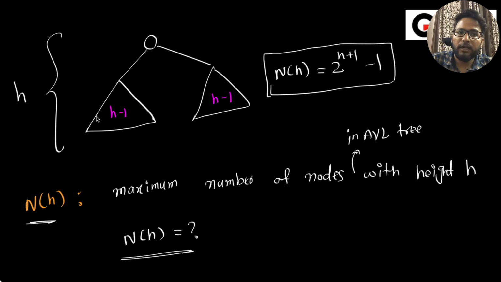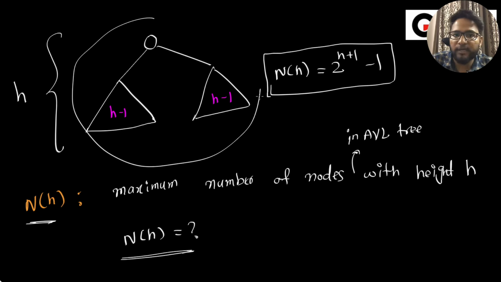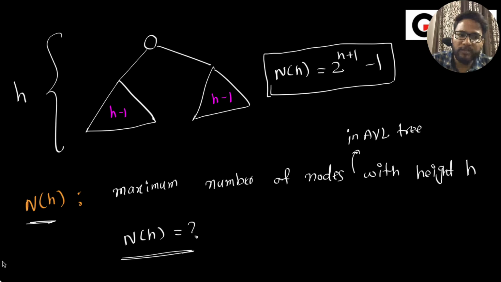Now tell me how many nodes will be here. I want the maximum number of nodes in the whole complete tree. If I want the maximum number of nodes in the complete tree, should I not be having the maximum number of nodes here also, and the maximum number of nodes here also? Everywhere I will be taking the maximum. So for that, I will be putting the maximum everywhere, which means I want the maximum number of nodes here and here.